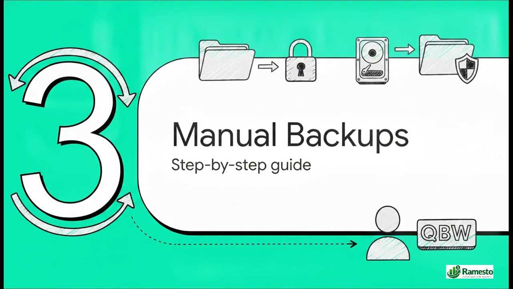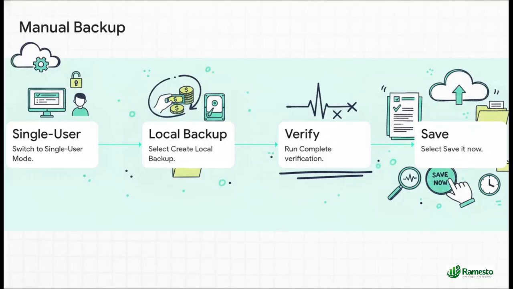All right, let's get into the how-to with Section 3, the manual backup method. Actually doing a manual backup basically boils down to these 4 macro steps. First, you've got to be in single user mode, which you just grab from the file menu. Then choose Create Local Backup. Now pause and look closely at Step 3. Running that complete verification is absolutely essential. It runs a stress test on your data to ensure your file isn't corrupted before you save it. Seriously, never skip that step. Finally, just browse to your folder and hit Save It Now.